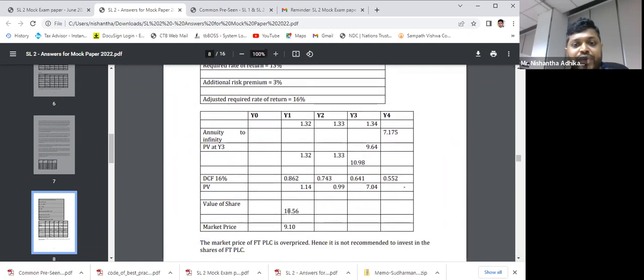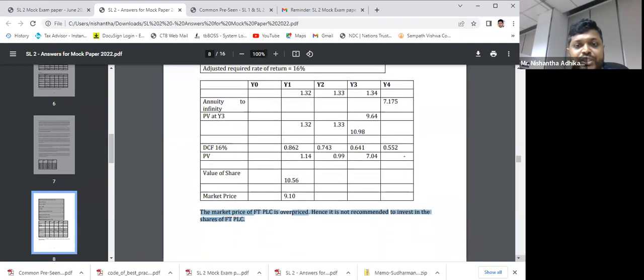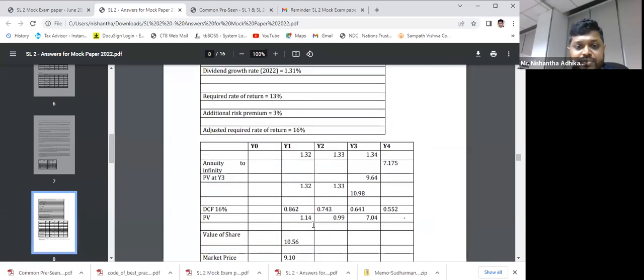Terminal value and discounted value of share is 10.56, right? 10.56, market price is 9.10. Then that means the value of the share is greater than the market price. The investment should be purchased. You will get more return than the market price. That means the share price is underpriced. If you invest, you can get more than 16% return. Therefore, you can conclude it should be purchased, right?